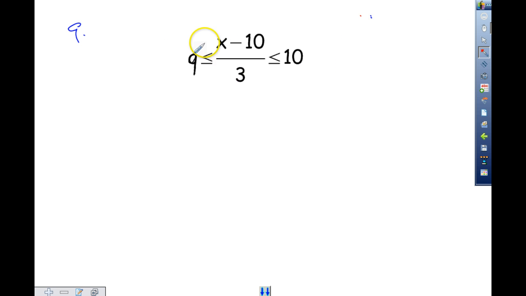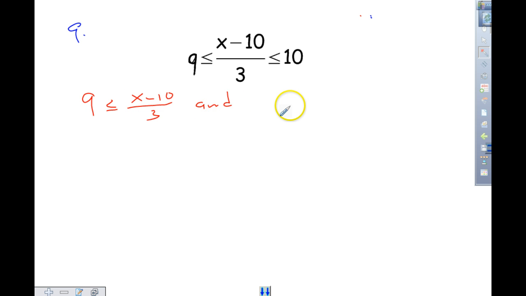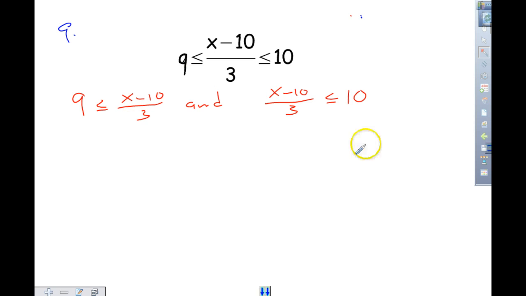So for this one, you really just have to start off with, okay, 9 is less than or equal to (x minus 10) over 3, and (x minus 10) over 3 less than or equal to 10. That's the first step. That was the new part for today. But after this, you use the same old steps we did before for solving equations. And if you say, well, this is different, so I don't know what to do, instead of just stopping, do the same thing we did before.